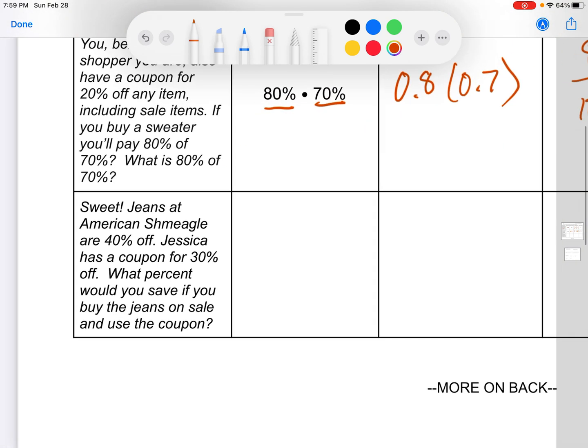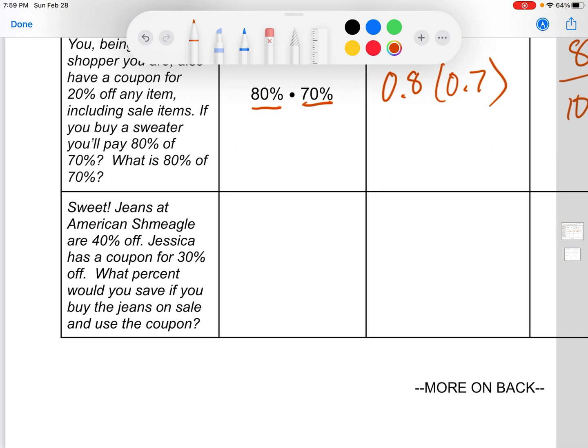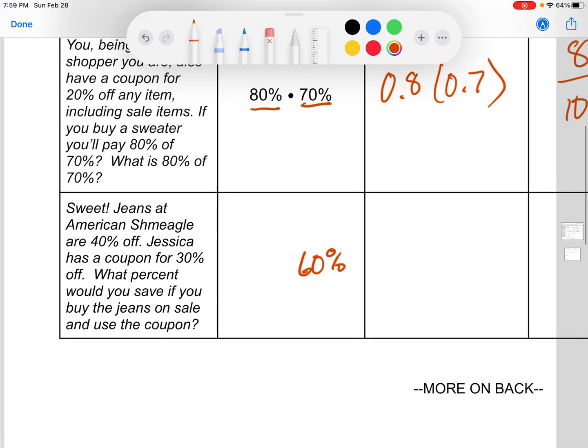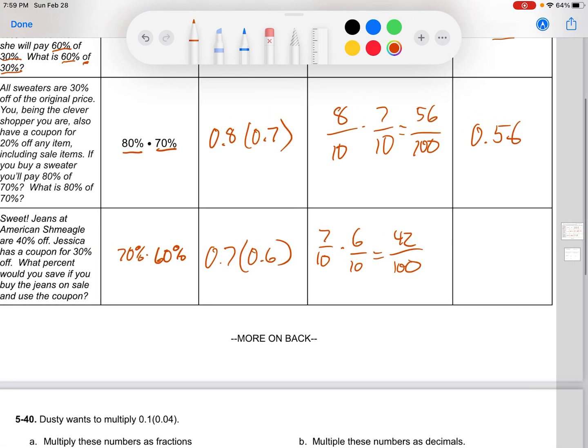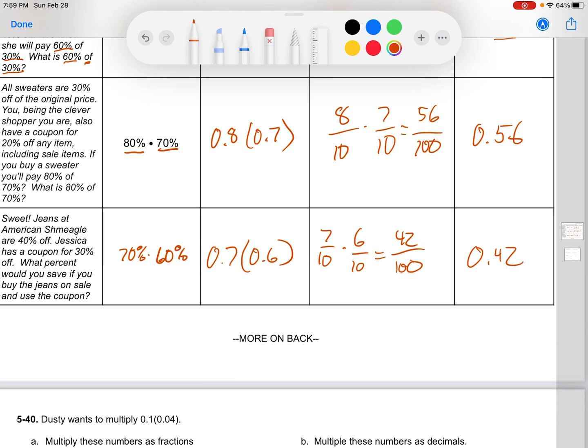Okay. Sweet. Jeans at American Eagle are 40% off. That means we're going to pay for 60%. And there is a coupon for 30% off, so that means we're going to pay for 70%. What percent would you pay if you buy the jeans on sale and use the coupon? Here we go. 0.7 times 0.6. 7/10 times 6/10 is 42 hundredths, and that would be 0.42.